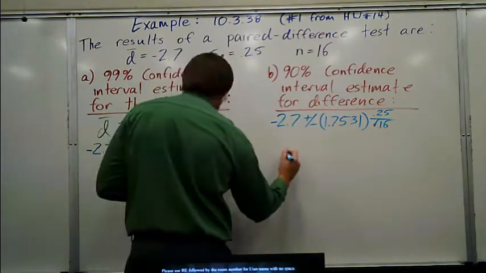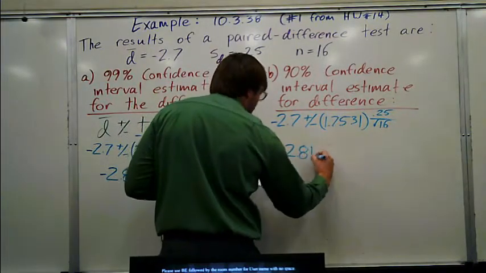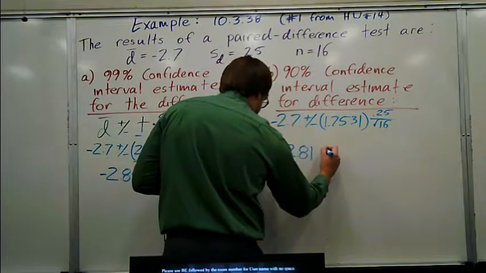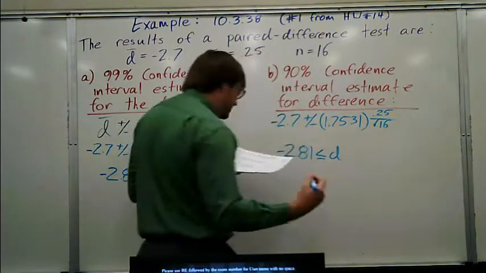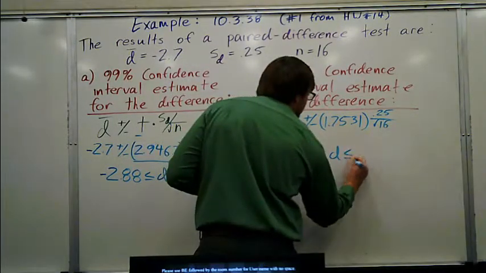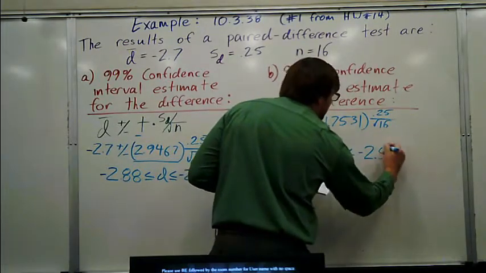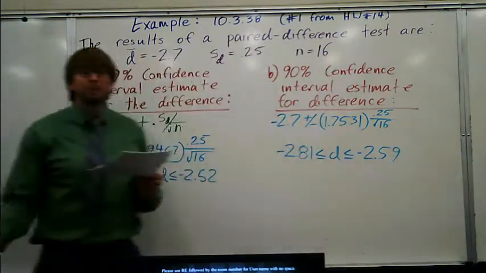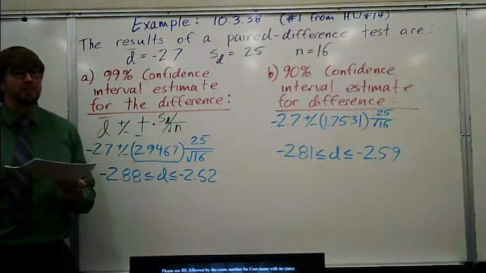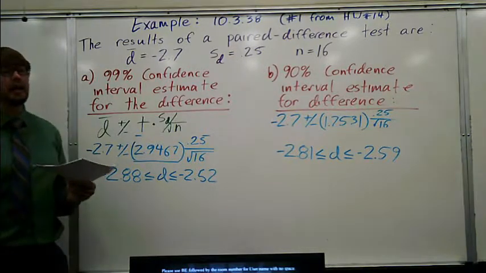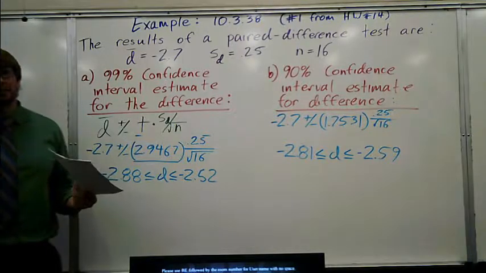In this case, it comes out to negative 2.81 is less than or equal to the difference between the population means, which is less than or equal to negative 2.59. So again, pretty straightforward, pretty similar to calculating confidence intervals just for a population mean. Only difference is basically now we're talking about a difference between two population means rather than just one population mean.